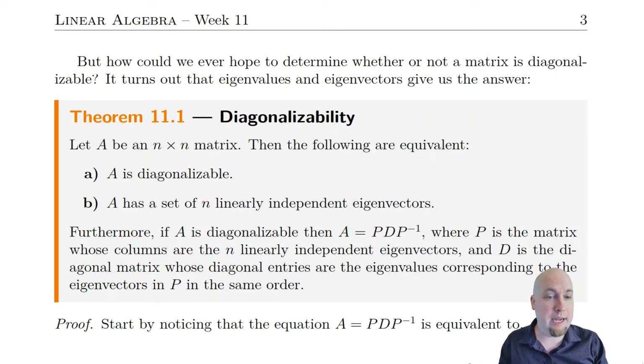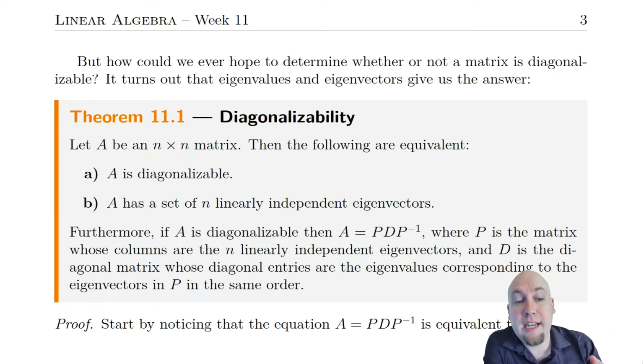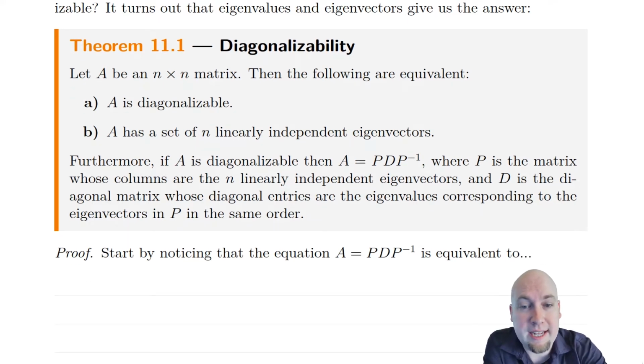If you're not able to do that, like if every linearly independent set of eigenvectors has fewer than n members, it's not diagonalizable. So it's if and only if. Furthermore, eigenvalues and eigenvectors tell us how to do the diagonalization as well. So this next part, this furthermore step, tells us how to do the diagonalization.